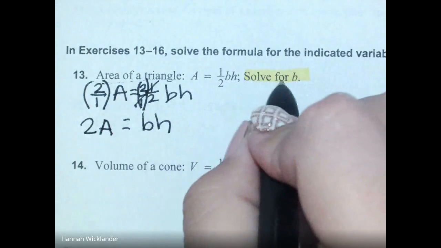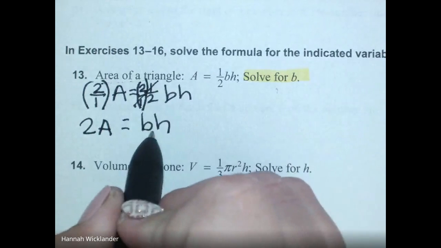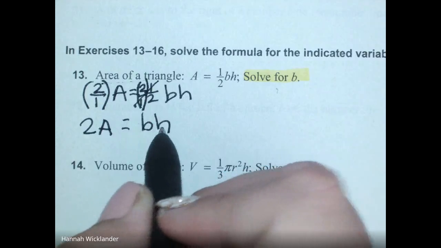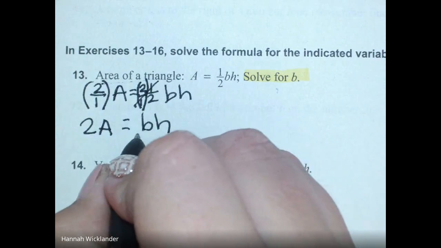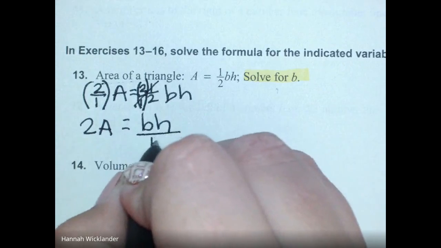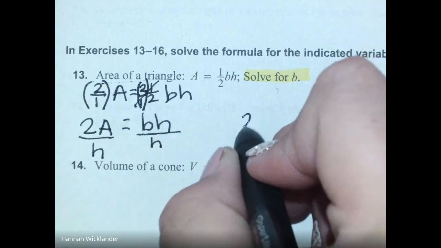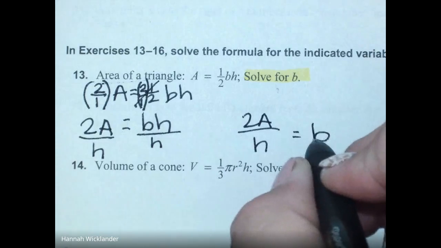Now I need to get B by itself, because remember, I'm trying to solve for a B equals equation. So I'm going to divide both sides by this H, because the B is being multiplied by the H. I'm going to do the opposite of multiplication, which is division. So divide both sides by H, and I'm left with 2A divided by H equals B.